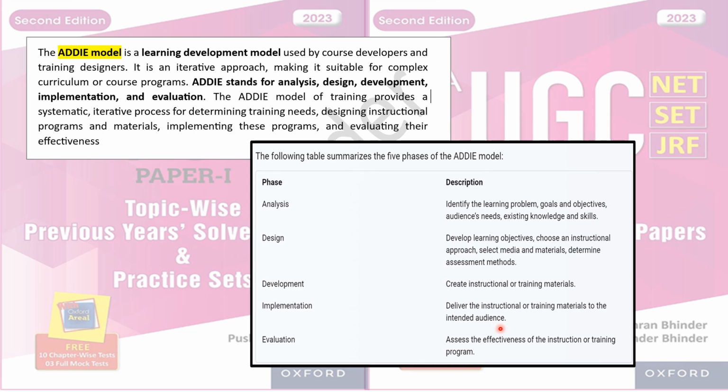Implementation means अब apply करने का वक्त जो है वो आ गया है. How I'm going to deliver the instructions, the training materials to the intended audience, वो मुझे decide करना है इस stage में, इस phase में. Evaluation, assess the effectiveness of the instruction or training program. Assessing means herein I will be applying the various evaluation methods, techniques, types of test.